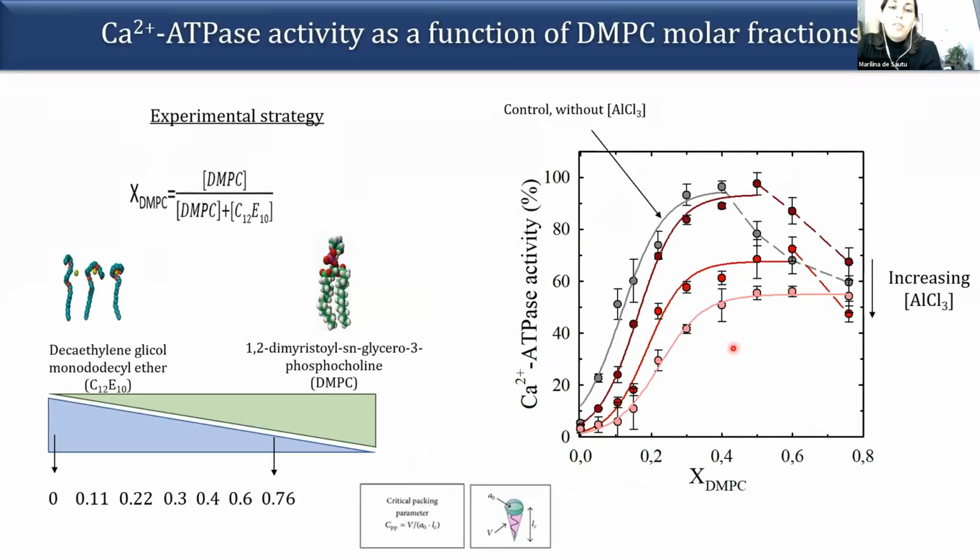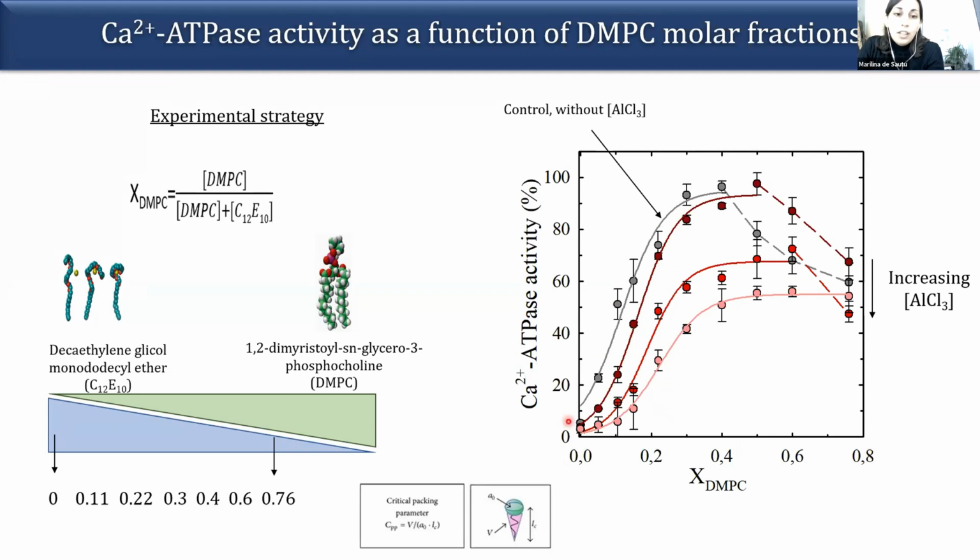So for these studies, we reconstituted the protein in different molar fractions of DMPC, dimyristoyl glycerophosphocholine, which is a synthetic phospholipid. We combined different concentrations of detergent. From all detergent, we decreased the concentration of detergent and increased the concentration of the lipid to form the different DMPC molar fractions. And we measured the calcium ATPase activity in the presence of saturating concentrations of substrates as a function of the different molar fractions, first in absence of aluminum, here in gray, and then in presence of increasing concentrations of aluminum.